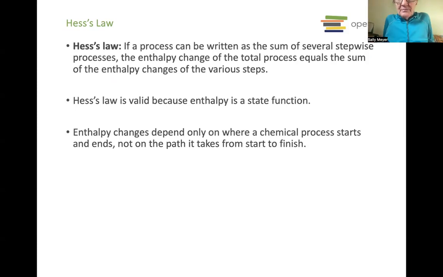Hess's law. So if a process can be written as the sum of several stepwise processes, this is just what I said, the enthalpy change of the total process equals the sum of the enthalpy changes of the various steps. So that's equivalent to saying 1 step from reactants to products, 10 steps from reactants to products. If the overall change is the same, those steps, whether there's 1 or several, have to add up to the same delta H. So Hess's law is valid because enthalpy is a state function, and enthalpy changes depend only on where a chemical process starts and ends, but not on the path. So that's what we discussed in previous slides.